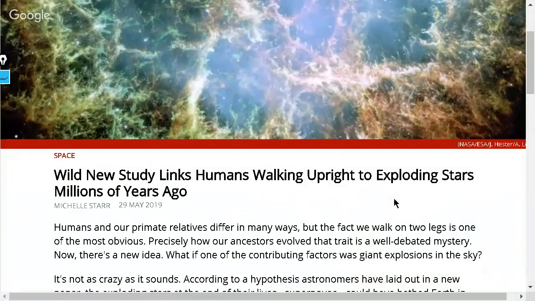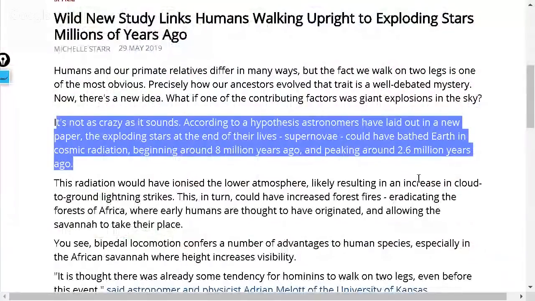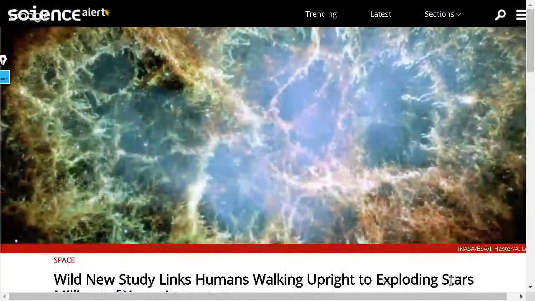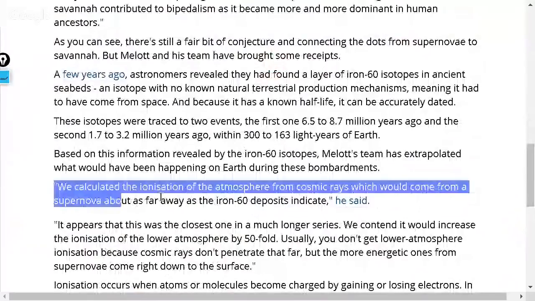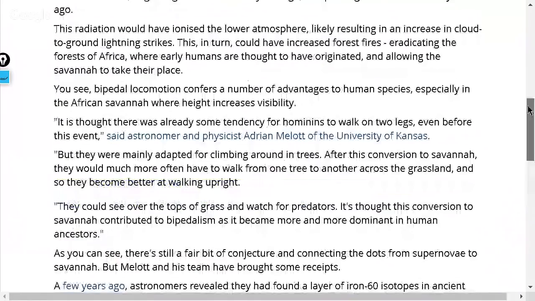Anyway, let's move on before we become old and gray, because there's still more stuff to cover, such as a wild new study that links humans walking upright to exploding stars millions of years ago. According to this hypothesis, supernovae could have bathed Earth in cosmic radiation beginning about 8 million years ago and peaking about 2.6 million years ago, which would have ionized the lower atmosphere, causing fires and trees to burn down and all kinds of crazy soot layers and black mats and things. So another interesting hypothesis, as when you find iron-60 isotopes laying around, that doesn't come out of Earth. So another interesting article, links in the description to that also.